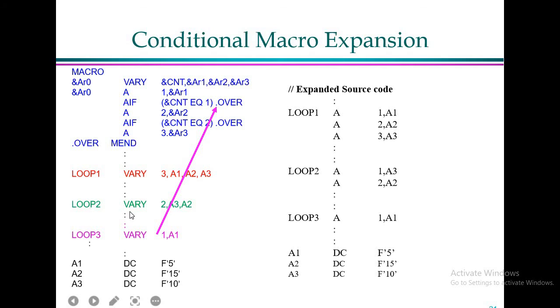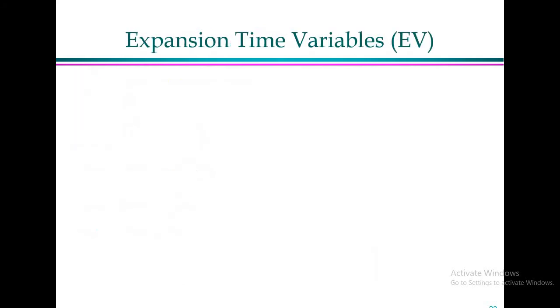Now see loop 2. What does loop 2 contain? Loop 2 contains 2 variables or 2 formal parameters. So what are they? A3 and A2. So A1 comma A3, A1 2 comma A2, that you have to write down. Loop 3 contains 1 variable or 1 parameter. So A comma A1 comma A1, that you have to write down, and the rest of the things you have to write down as it is. This is nothing but the conditional macro expansion.